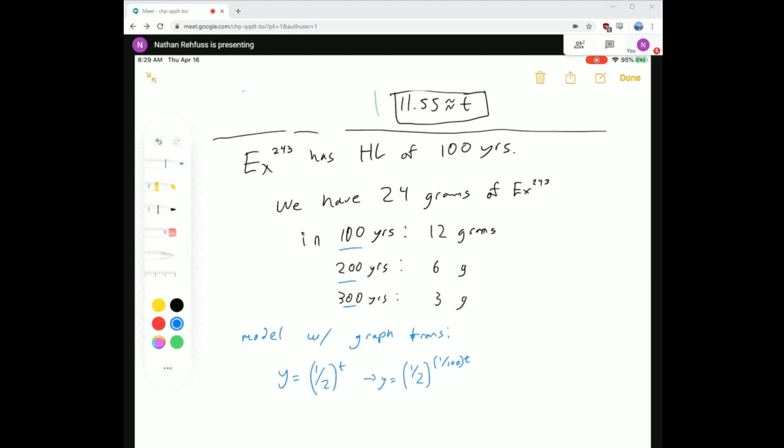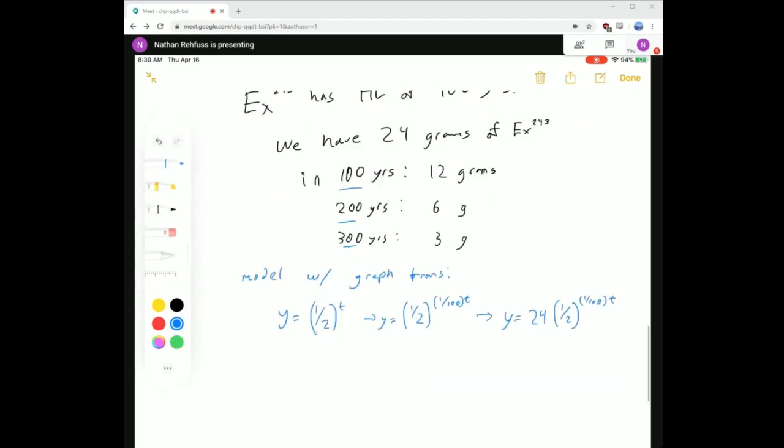This is almost correct, but I still want to change my starting value. So instead of this, I'm going to write y equals, I had 24 grams to start with, and from then on, it's cutting in half every 100 years. So I do a stretch to meet the correct halving time, and then I do a vertical stretch so that I have the right starting value. And then if I want, I can do one more step to make the calculus people happy.